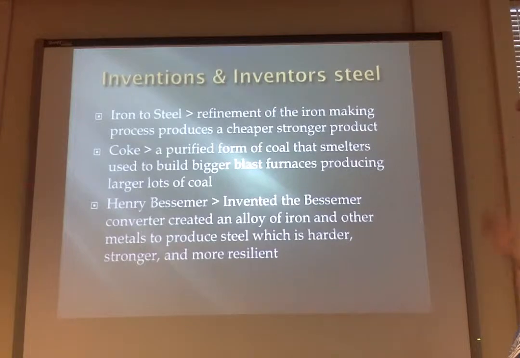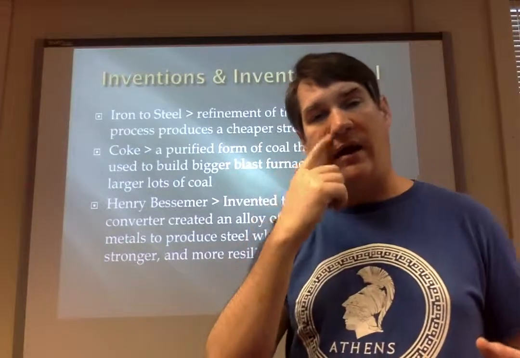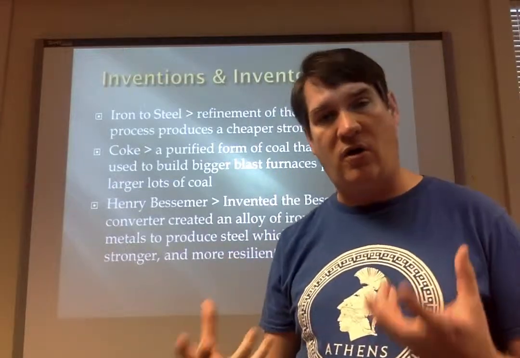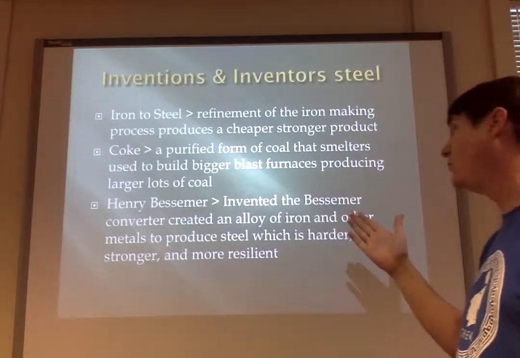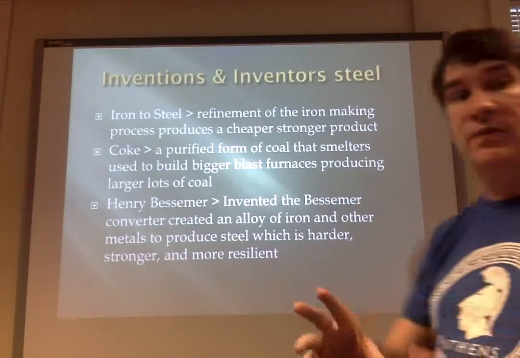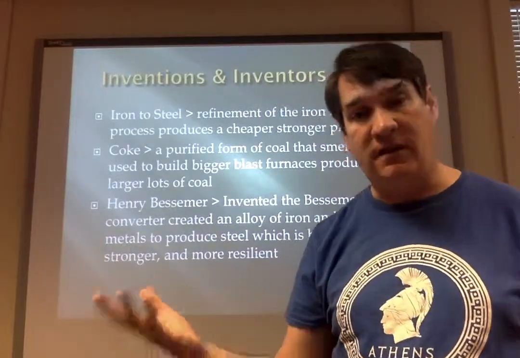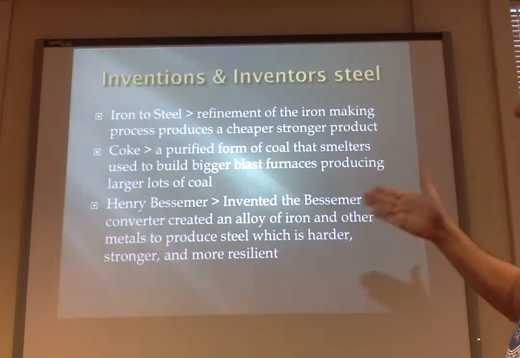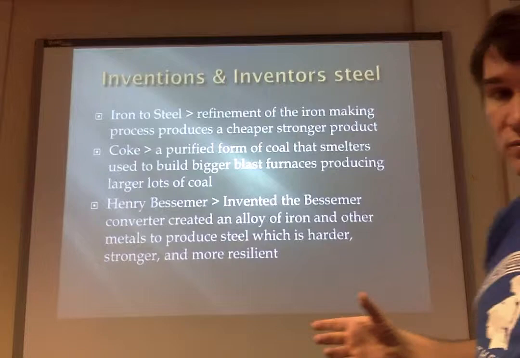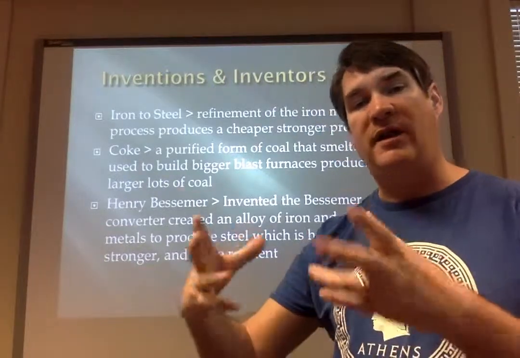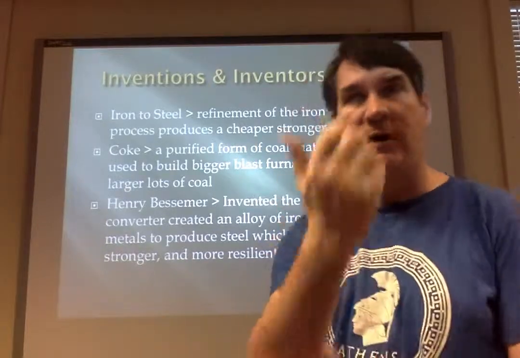So refinement of the iron-making process produces a cheaper, stronger product. We have a new iron called pig iron that's lighter and harder, and it goes through a process. It's done by burning coke, which is a purified form of coal, that smelters. And again, when you melt iron or melt metal, it's smelting. It's smelt, right? So the smelters used to build bigger blast furnaces, producing larger amounts of iron, right? And so you have a purified form of coal that produces a high-grade iron that can be used for more building.